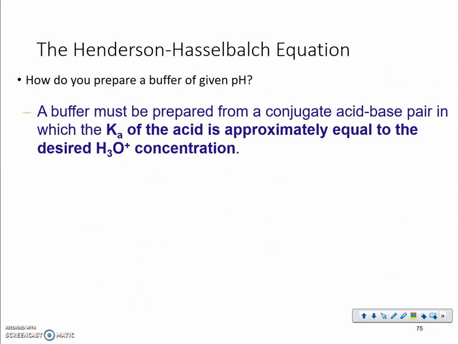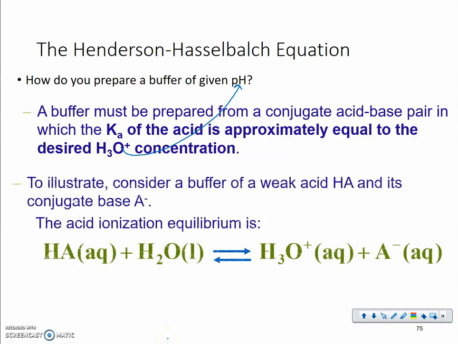So how do you prepare a buffer? You have to figure out a conjugate acid-base pair, based on the Ka of the acid, that is as close as you can get to the H3O+ that you are trying to make. And remember, H3O+ you can figure out based on the pH you're trying to make the buffer for. So if we have this general buffer reaction, we have our weak acid and its conjugate base, and this is our equilibrium reaction.